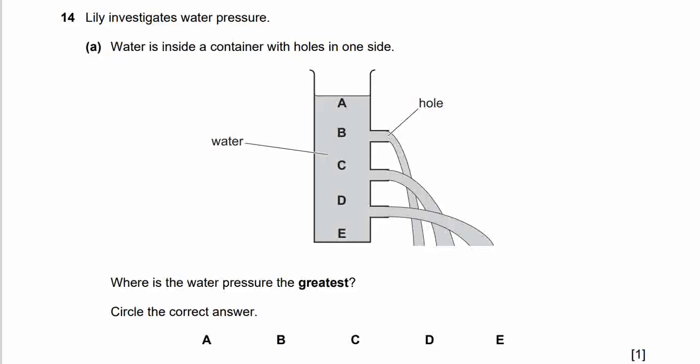Next, Lily investigates water pressure. Water inside a container with holes in one side, A, B, C, D, E. Where is the water pressure the greatest? We see from how far the distance traveled by the water passing through the hole. D is the farthest, C is medium, B is the nearest to the tube, and it means D has the highest pressure.